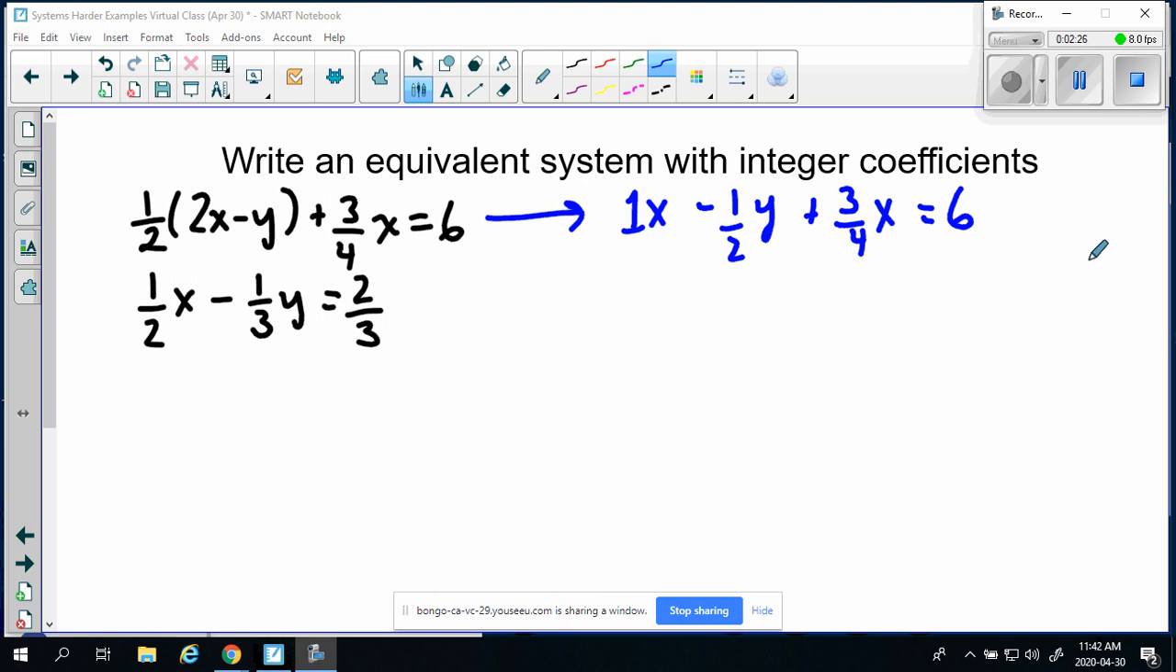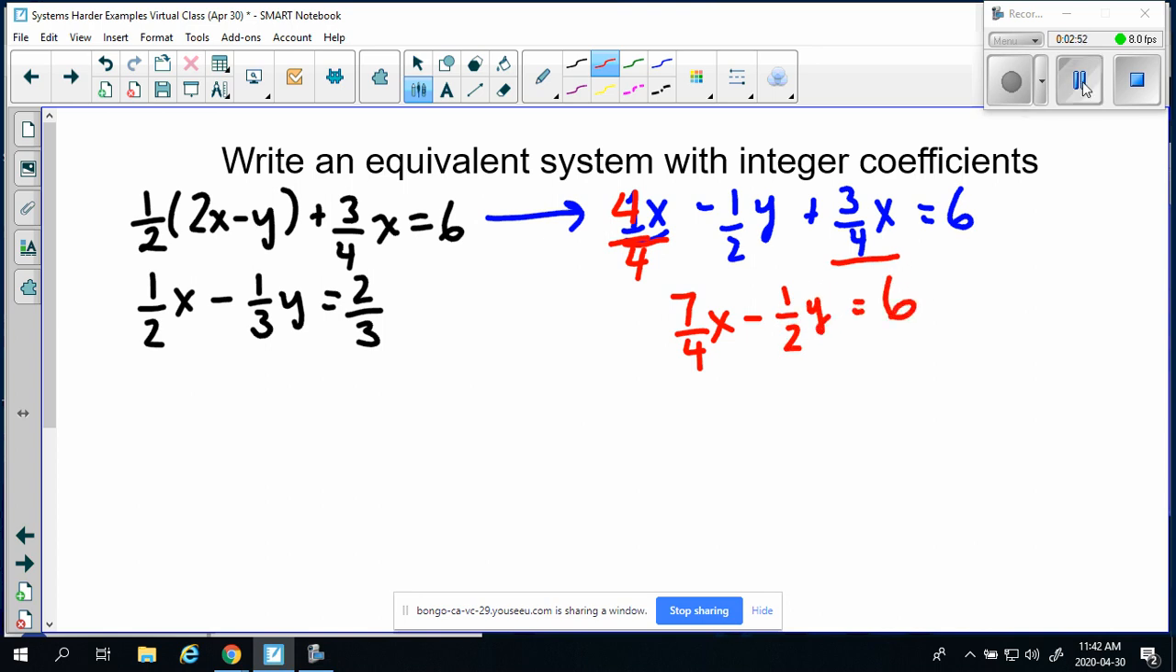So a student said we could multiply the entire thing to try and kill the fractions right away. Or we could gather our like terms with 1x and 3/4 x. So if we want to gather these, then we need a common denominator because we're adding them. So this is 4/4 plus 3/4. So then we're going to have 7/4 x minus 1/2 y equals 6.